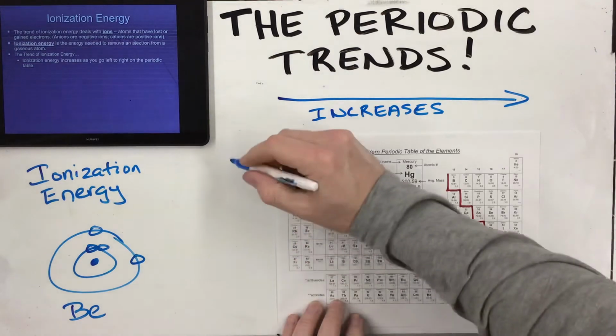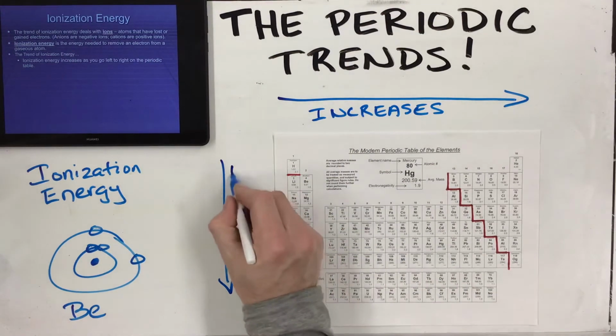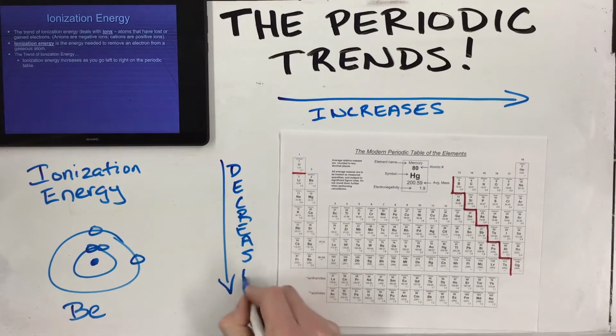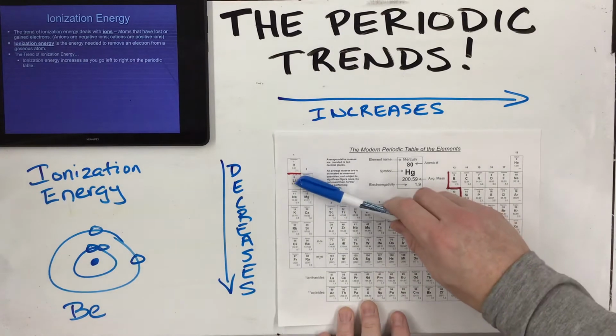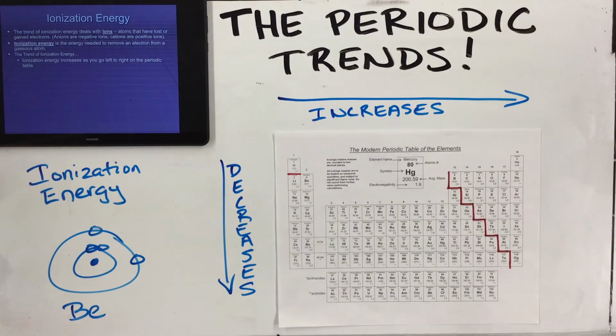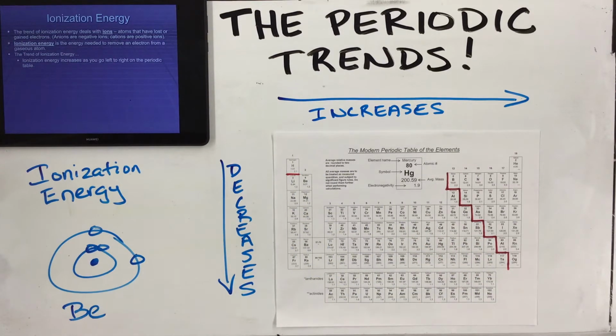As we go down a column, the ionization energy decreases. Why is that? Why does it get easier? I spend less energy. These atoms are getting bigger. As I go down a column, again, I am adding more orbits or shells. Yes, the number of protons also increases, but those electrons are put further and further out. So it gets easier and easier to take the electrons away.